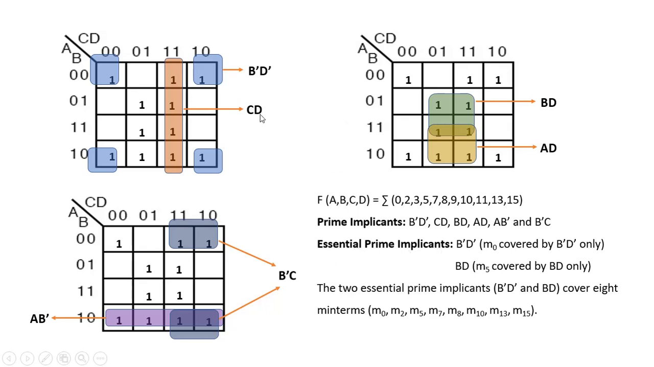Then for essential prime implicants, you can see this minterm M0 is covered by only this prime implicant B bar D bar. Then this minterm M5 can be covered by this prime implicant only. Others don't cover this minterm. So M5 is covered by BD only, so BD is an essential prime implicant. So these two are essential prime implicants. That means in the minimized simplified expression, these two will be there.